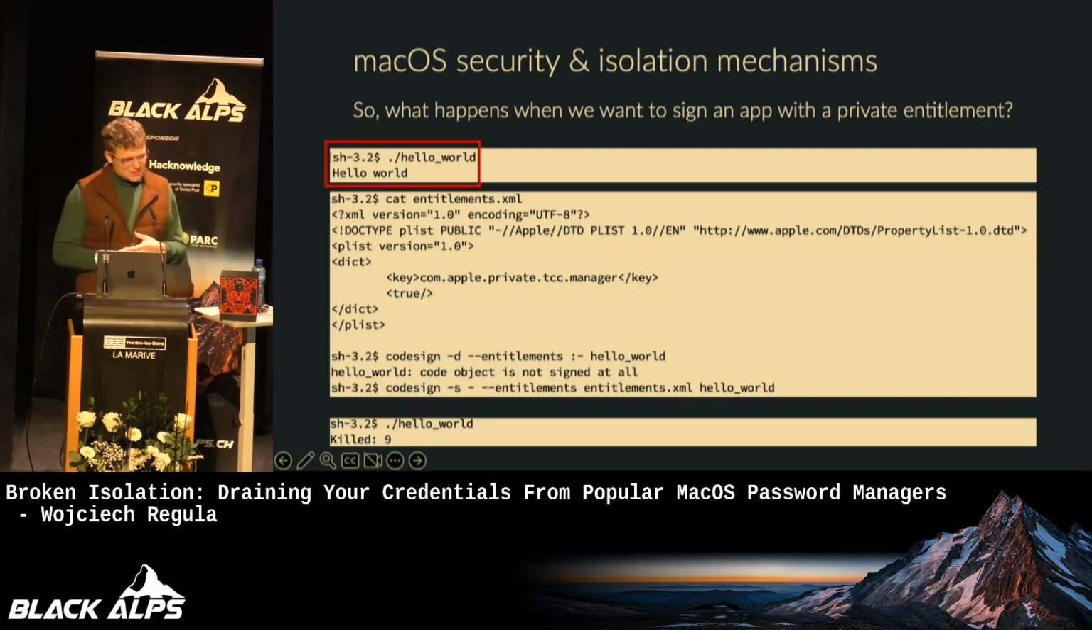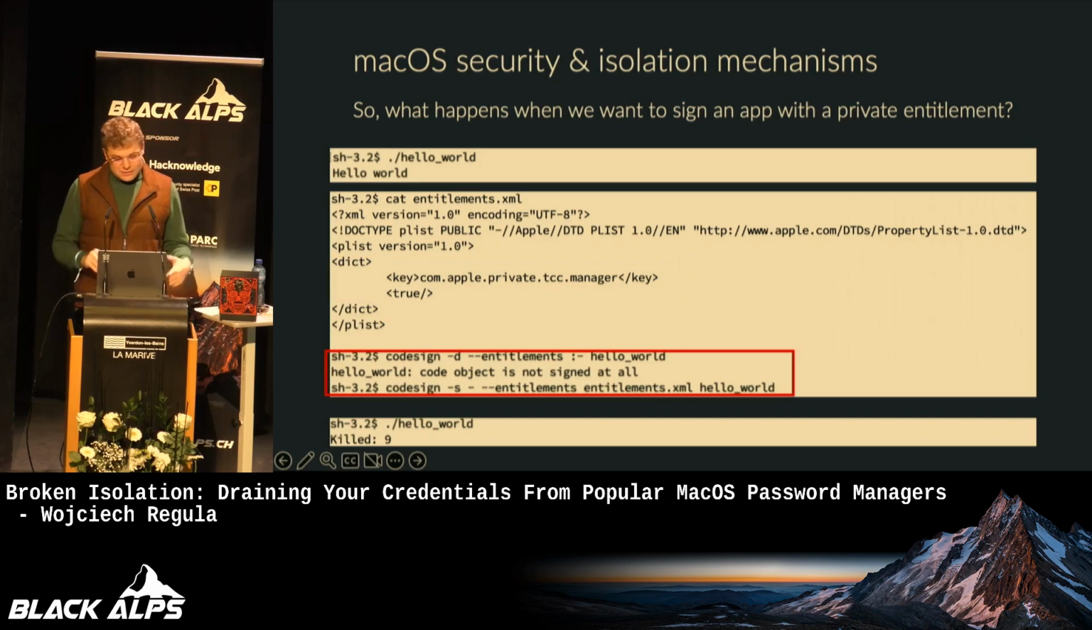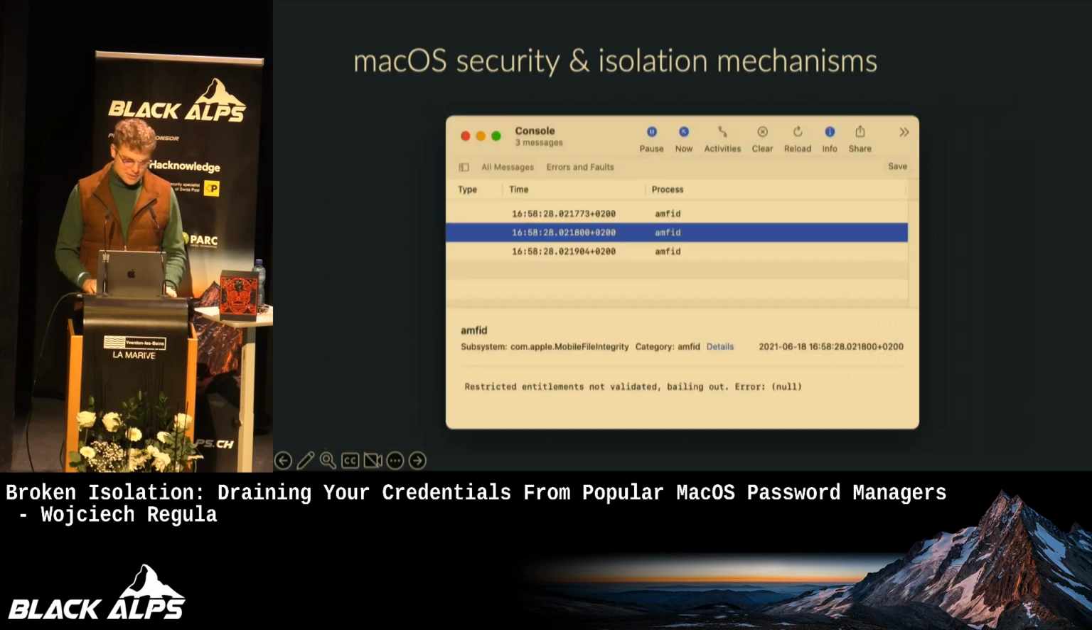Okay, but can we just spoof an entitlement, sign our application with the fruitful entitlement we want? So here I prepared a simple Hello World application. There is an XML file with an entitlement which allows us to control the TCC, the privacy framework. And we sign it. And at the end, you can see that, unfortunately, macOS will kill our app instantly. And yeah, AMFI, which I introduced already, told us that restricted entitlements are not validated, bailing out, so our application gets killed.